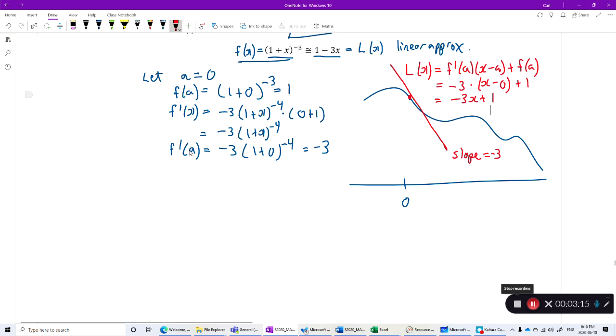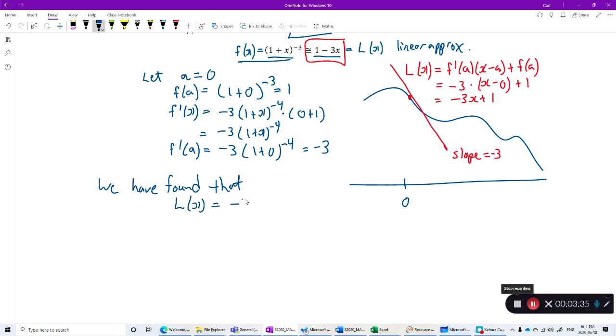All right, and then look at that. That's what it is, right? -3x plus 1 is 1 minus 3x, same thing. So we have found that L of x is -3x plus 1, which is right.